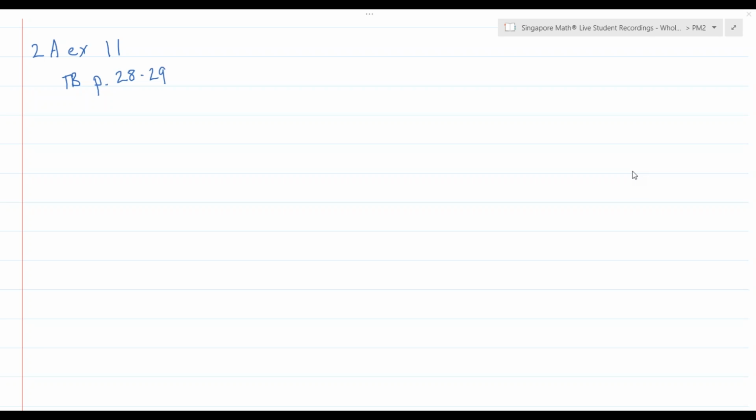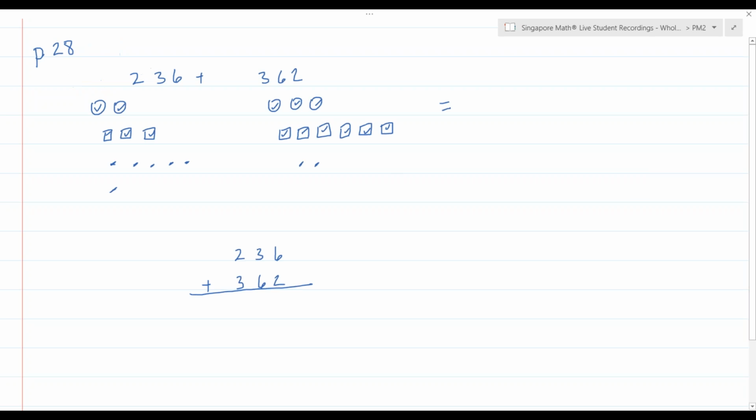Today we're going to talk about Workbook 2A, Exercise 11, and we'll look at pages 28 and 29 to think through these ideas and concepts. The first thing on page 28, we're going to talk about adding the numbers 236 and 362.